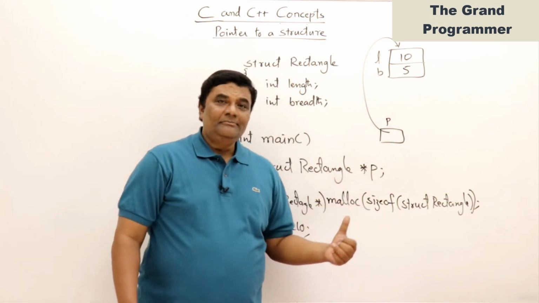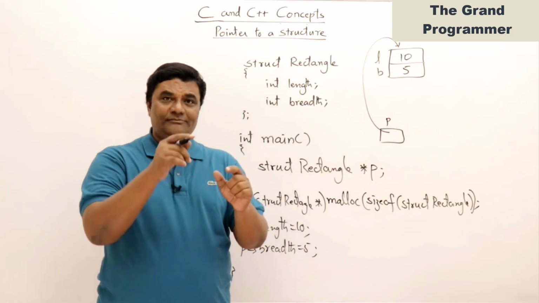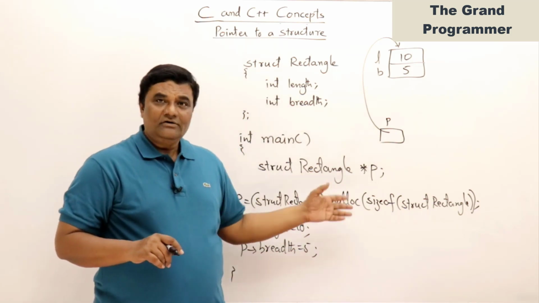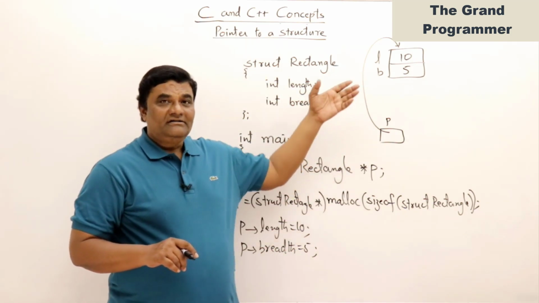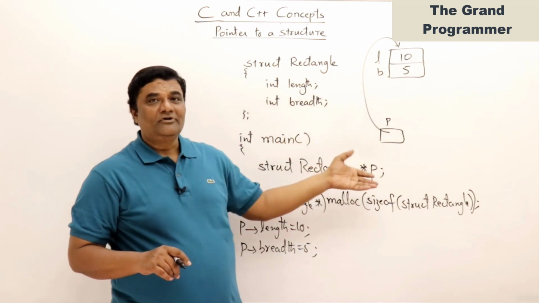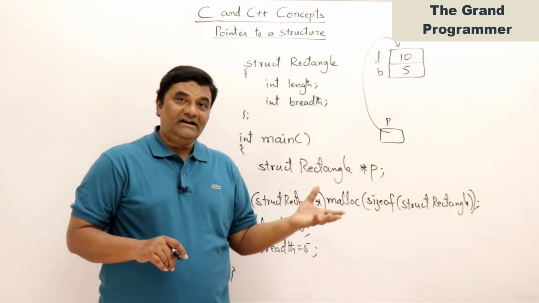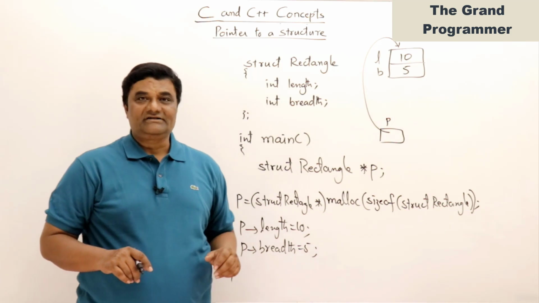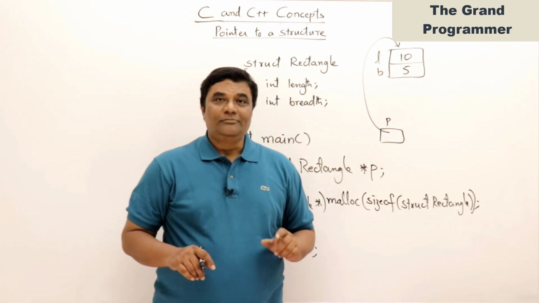In the previous example I showed you an existing variable that the pointer was pointing to, but now this is a dynamic object created in heap and the pointer is pointing there. So that was a static object and this is a dynamic object. That's all about pointer to structure.